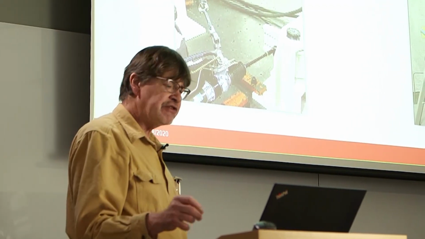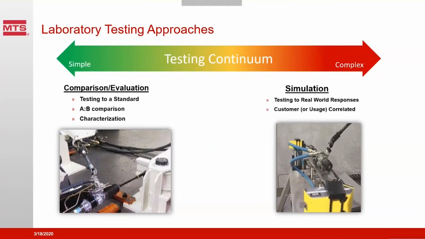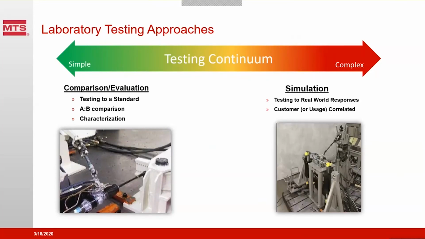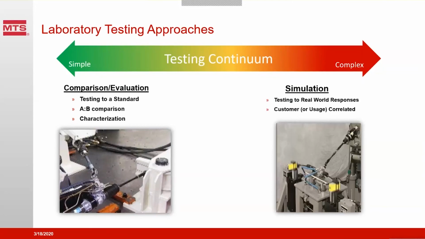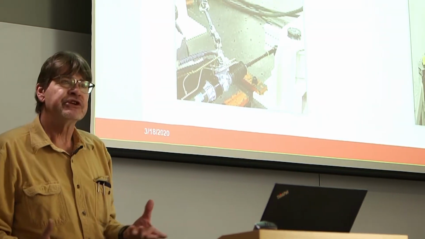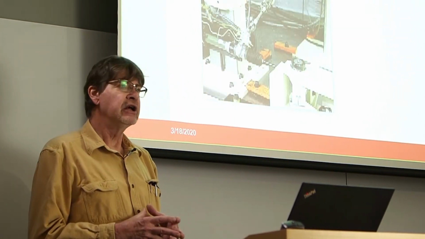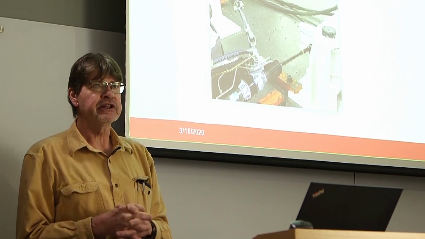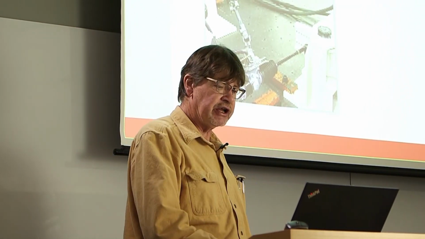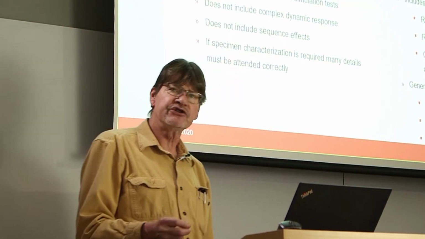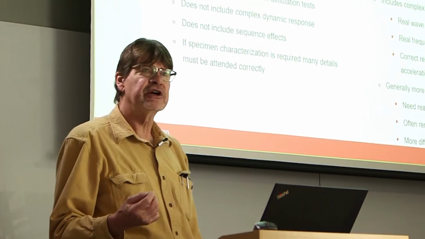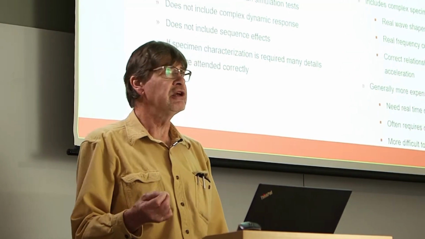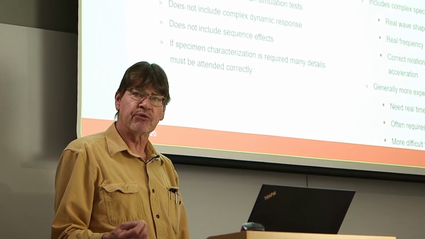So then we move over to the simulation world. In the simulation world, we're trying to test to real-world responses in real-world environments. We want customer and usage correlated durability type testing. If we do a good job here, typically these systems become more complicated, but they do a much better job of simulating the more comprehensive reality of today's modern world in a realistic way so we can learn from the failures. As you know, in engineering, we don't really learn much until something fails. Then we found out where the limits are, and the test lab is the place where we can do that safely.